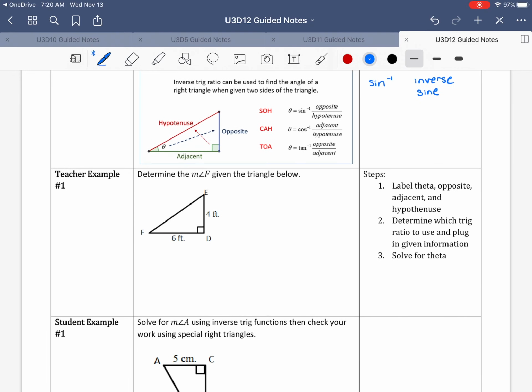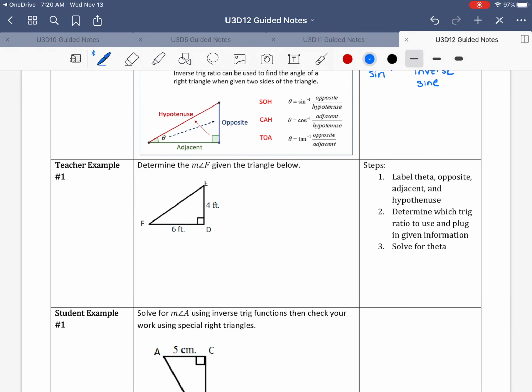All right, so let's take a look at our first example to see how we can use our inverse trig ratios. It says determine the measure of angle F given the triangle below. So we know that F here is theta. Then we go through that same process of labeling opposite, adjacent, and hypotenuse. Now we're looking at which sides we are given information about. It is our opposite and our adjacent, which means we should be using tangent for our equation.